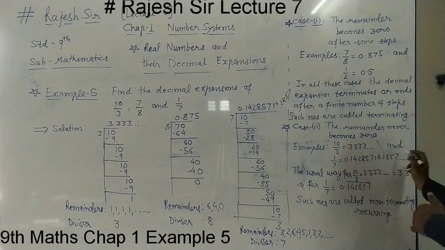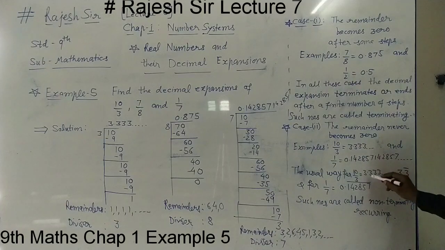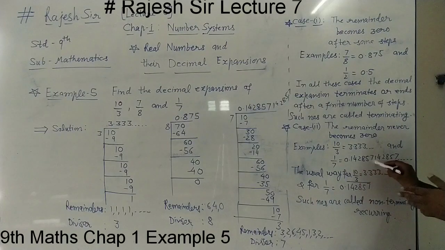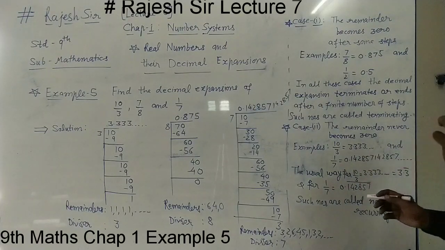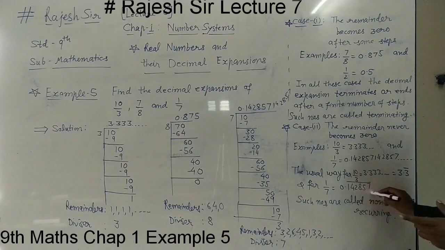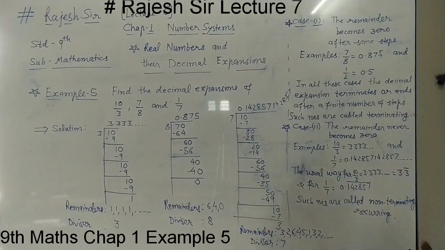And for this type of repeating numbers, we have some usual notations. For 10 by 3 equal to 3.333..., if it is repeating, we can write 3.3 with a bar on the 3. The 3 bar shows that the digit 3 is repeating and repeating till infinity. In 1 by 7 also, 0.142857, 142857, these 6 digits are repeating in a group. So on that group 142857 we put the bar, and it shows that 142857 will be repeating and repeating.